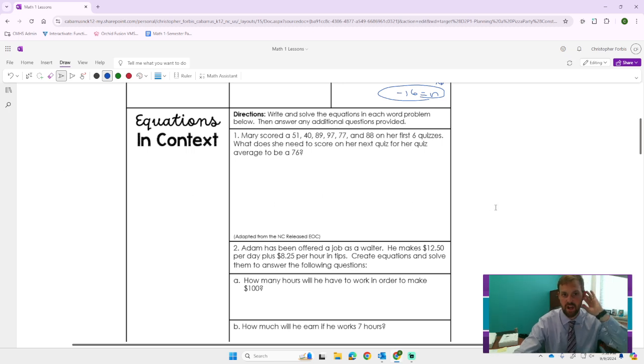All right, equations in context. So directions: write and solve the equations in each word problem below. Then answer any additional questions provided. So it's equations again, but now we have some context behind them. So we have like a word problem.